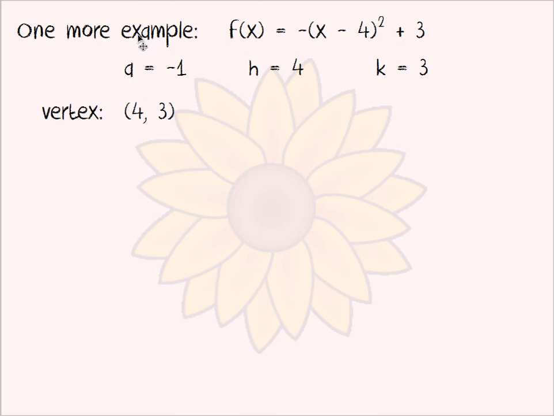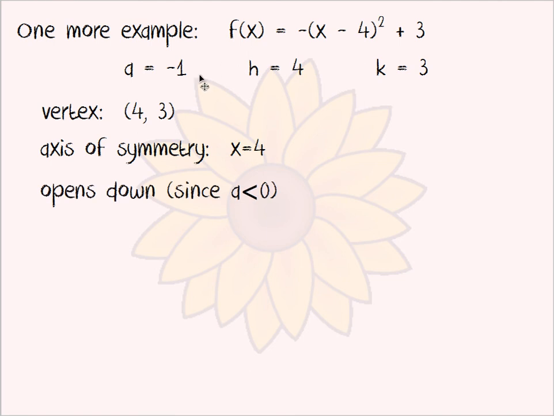First of all, my vertex, remember, is h, k, so my vertex is 4, 3. Which means my axis of symmetry is going to be x equals 4. I use the x value of my vertex as my axis of symmetry. Since a is negative, I know my parabola is going to open down, which means I'm going to have a maximum value, and thanks to my vertex, I know that my maximum value is going to be 3.